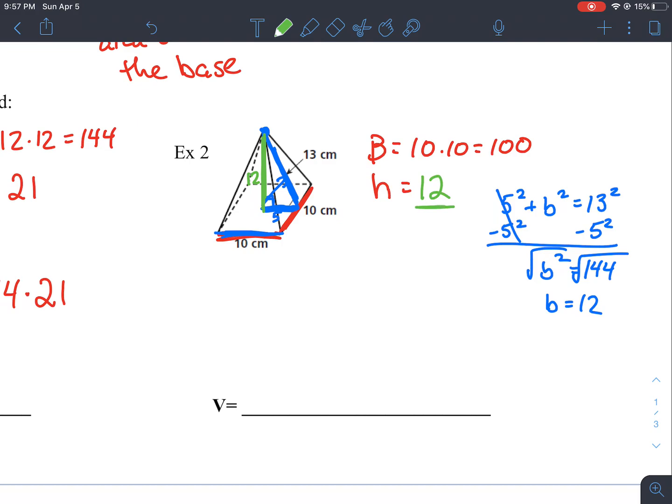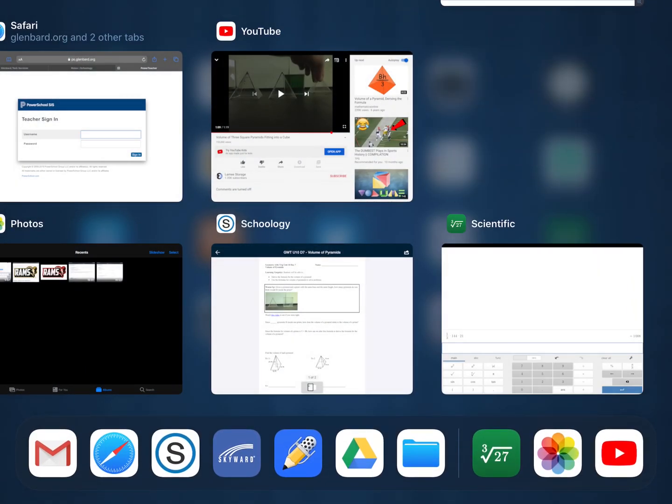I now have the two pieces of information I needed, capital B and H. So volume is 1/3 times 100 times 12. 1/3 times 100 times 12 comes out to be 400 centimeters cubed. Okay. And those are basically those two types of problems.